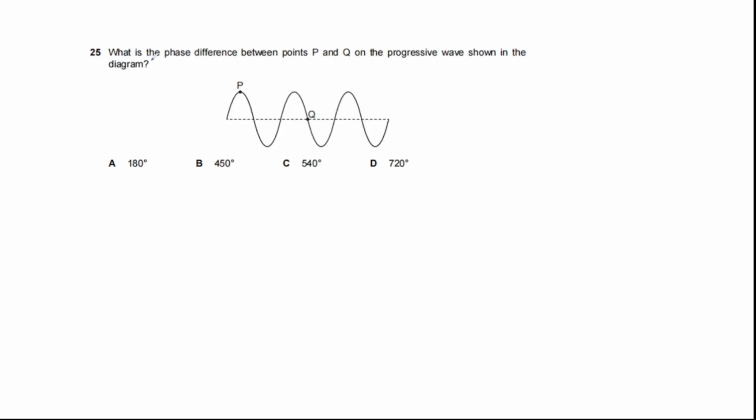Question number 25. What is the phase difference between points P and Q on the progressive wave shown in the diagram? So here is the P point and here is the Q point. And you could see in between the two points there is a complete wave travel. Like here is the crest position, the next crest is over here. The degree is 360 degrees, and after that it has covered 1/4 of the 360, which will be 90. So 360 plus 90, which is 450.